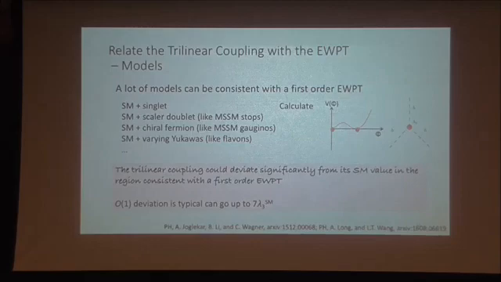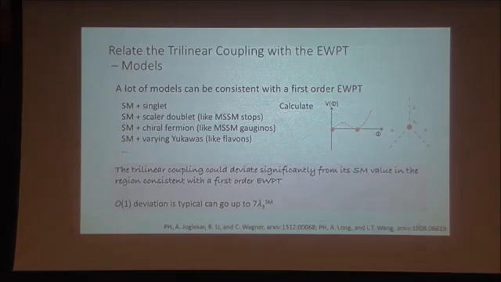So, as I said, the Higgs potential is closely related to the nature of electroweak phase transition, and therefore, at the LHC, the way to probe it is the trilinear coupling. There are a lot of models that would give you a first-order phase transition. So here are just some examples of it. Standard model plus a singlet, plus a scalar doublet. You can think of MSSM stop, and standard model plus chiral fermion. You can think of MSSM neutrinos. Standard model plus higher-dimensional Yukawa. You can think of it as a flavon.